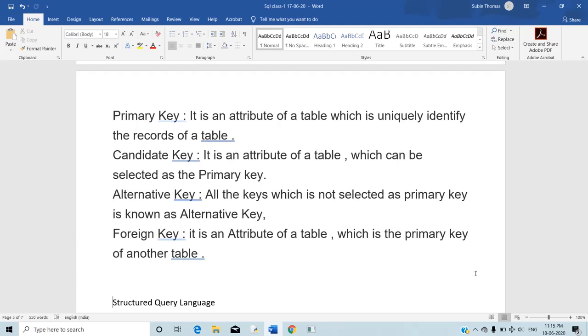Now when I consider the employee table, I have department number there. That department number is the primary key in the department table. So in the employee table, I call department number the foreign key, because the same attribute is the primary key in the department table. So that is your foreign key. These are the four main definitions: primary key, candidate key, alternative key and foreign key.